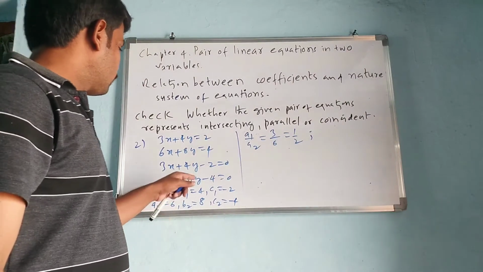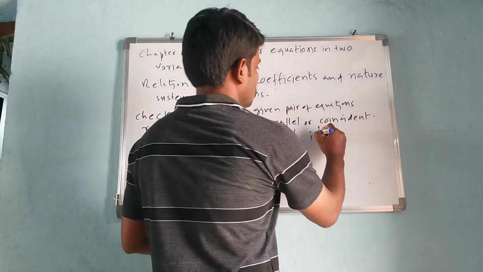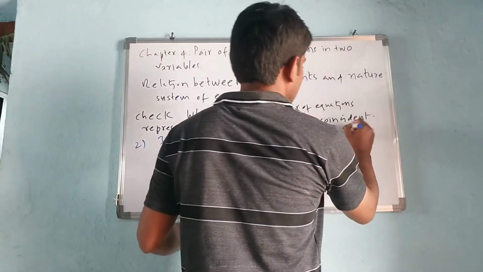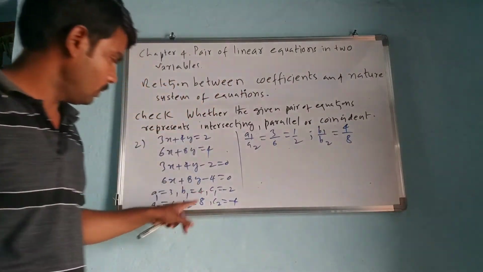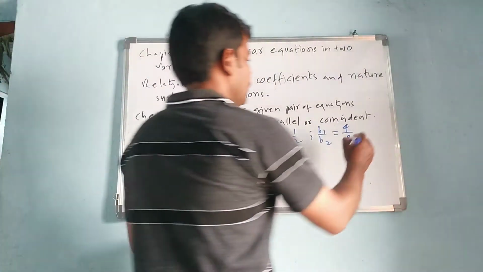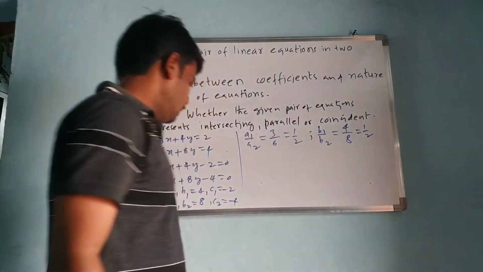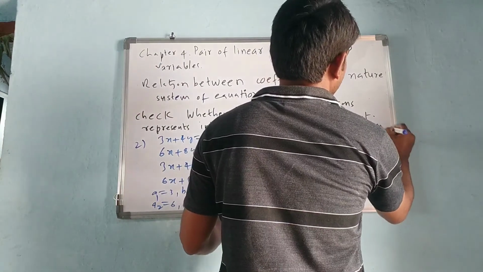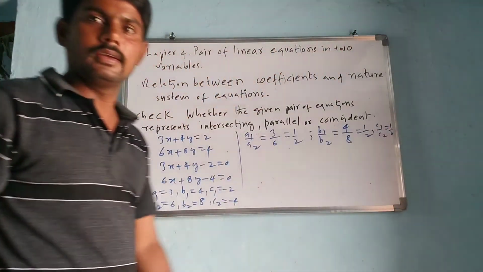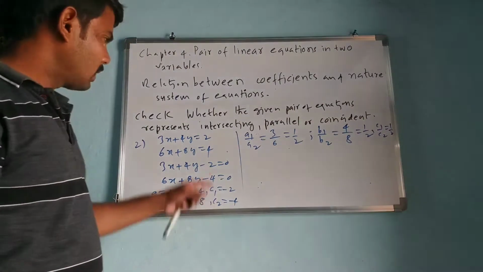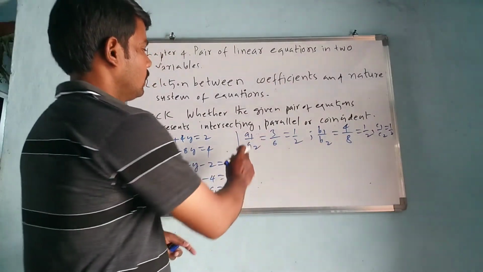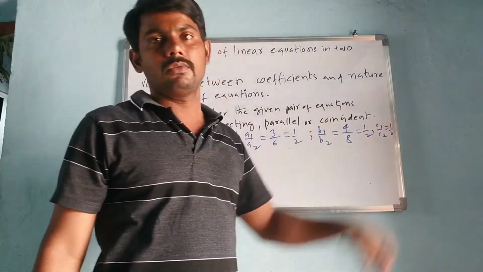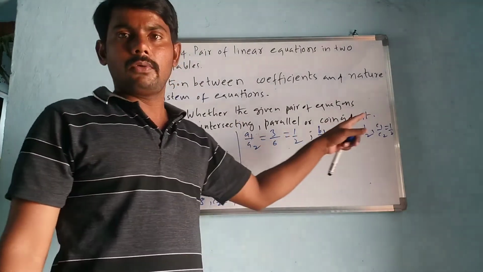And now find out the B1 by B2. So B1 by B2 is 4 by 8. B1 is 4, B2 is 8. So 4 by 8 is 1 by 2. And also we can observe that C1 by C2 is also 1 by 2. So here clearly the A1 by A2 value is 1 by 2, the value of B1 by B2 is also 1 by 2, C1 by C2 is also 1 by 2. So all the values are equal.